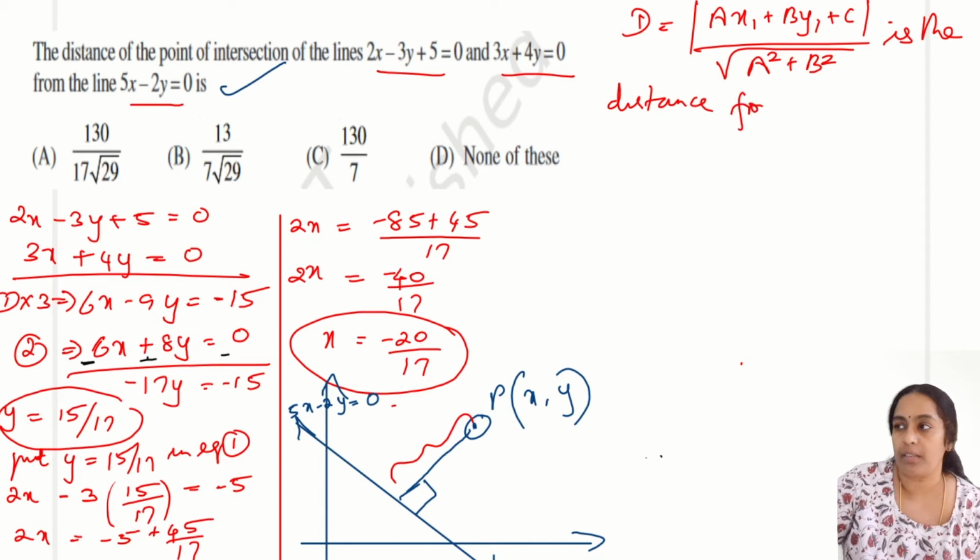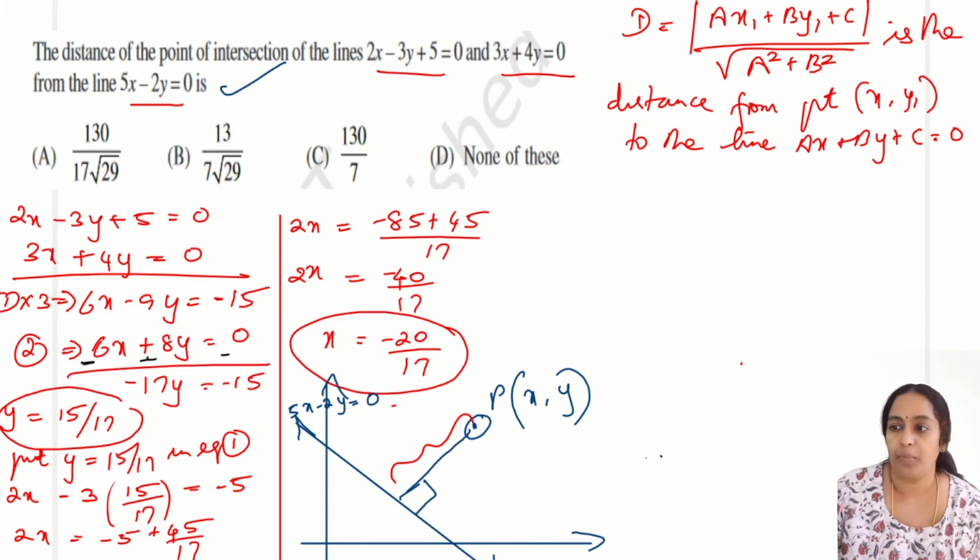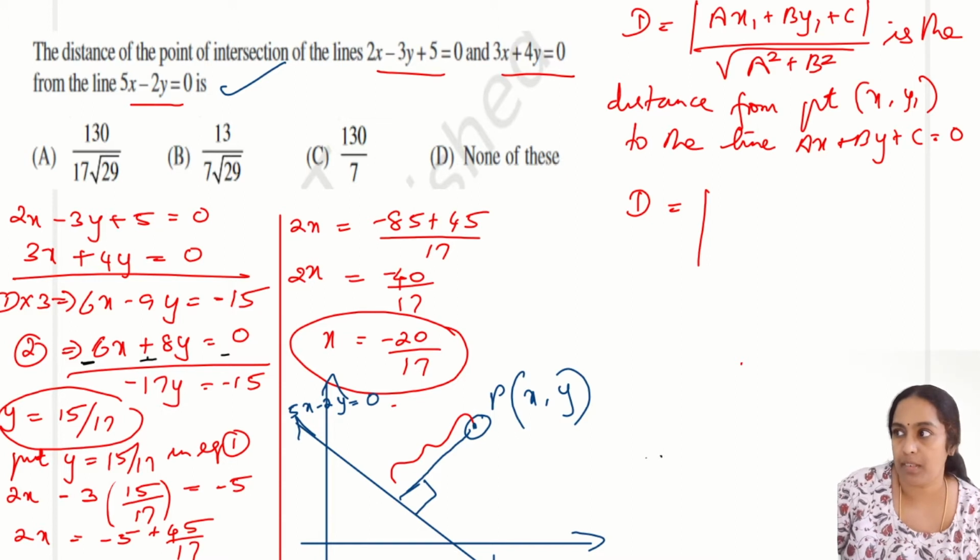This is the distance from the point x1 comma y1 to the line ax plus by plus c equals 0. So my line is 5x minus 2y equals 0, and my x1 comma y1 is minus 20 by 17 comma 15 by 17. Let me substitute it there. Let me write the equation here below: 5x minus 2y equals 0, with the point minus 20 by 17 and 15 by 17.